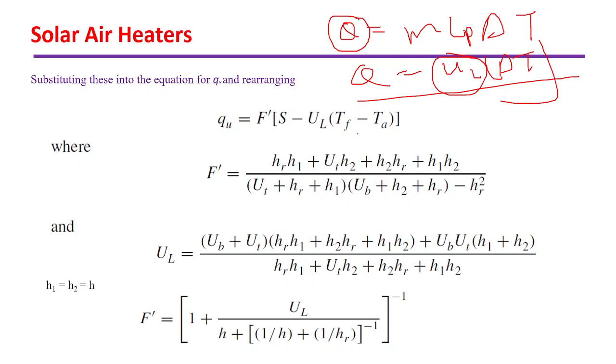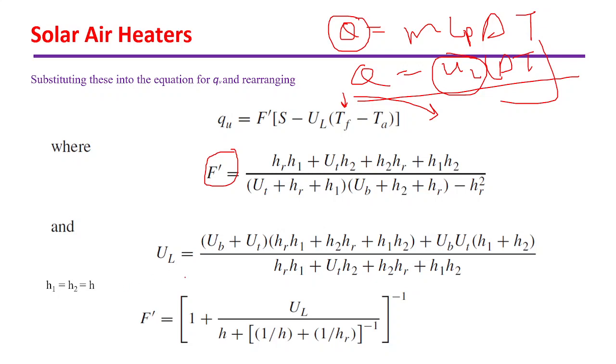So the temperature difference between the ambient and the fluid. Ultimately, with the help of the fluid, we are going to influence the thermal comfort. So F dash is the collector efficiency factor. It will account for all the losses and the heat transfer coefficient.